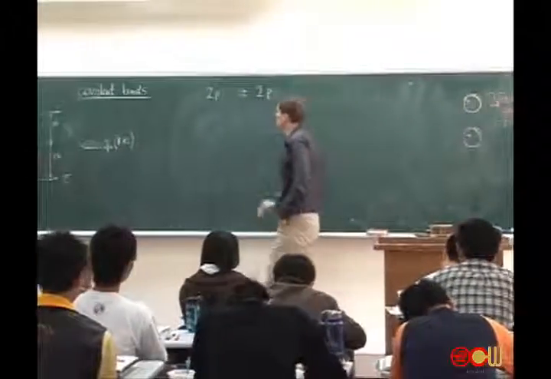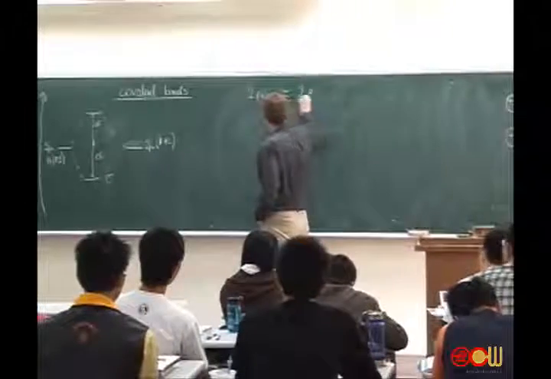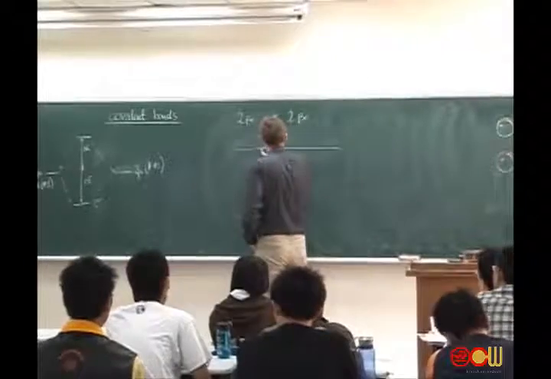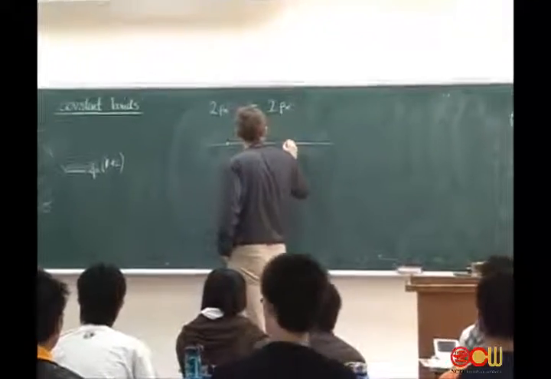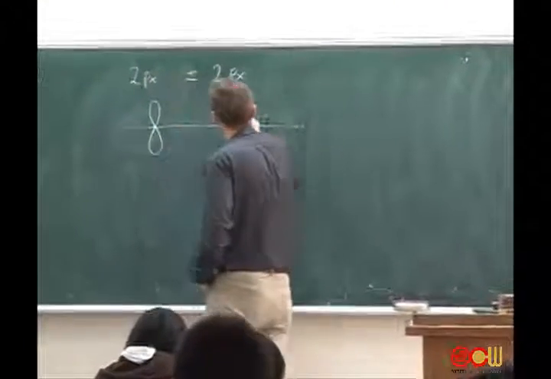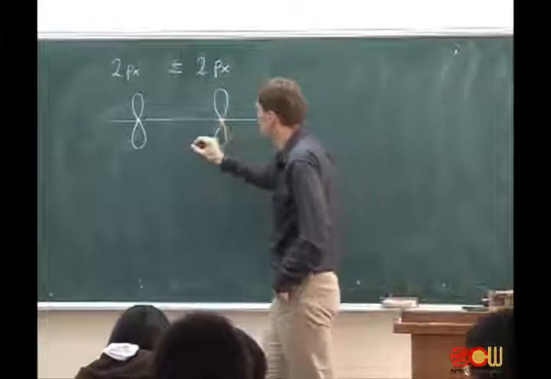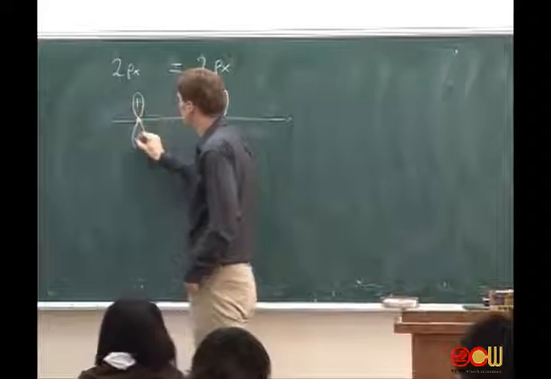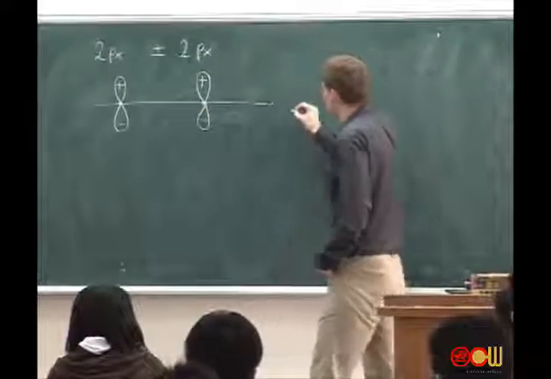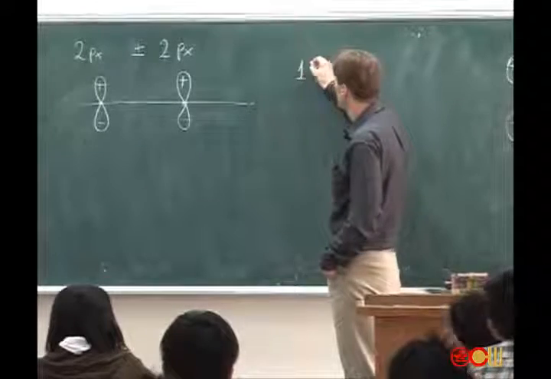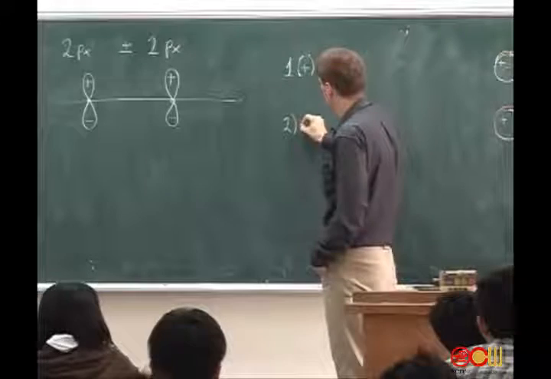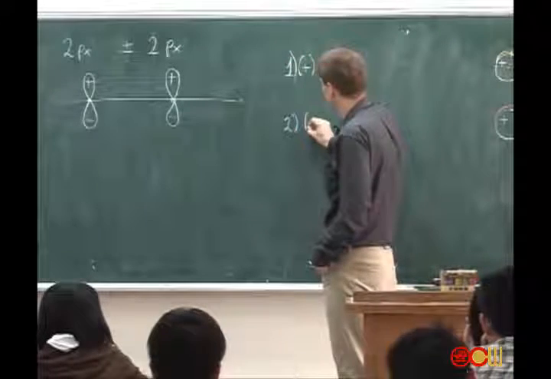Two px. Again, we have the line connecting nuclei, one nuclei, second nuclei. We have the px orbital and another px orbital here. One of them has the plus sign on the positive x, the other one the same, of course. Now we make linear combination, the linear combination with plus and the linear combination with minus.